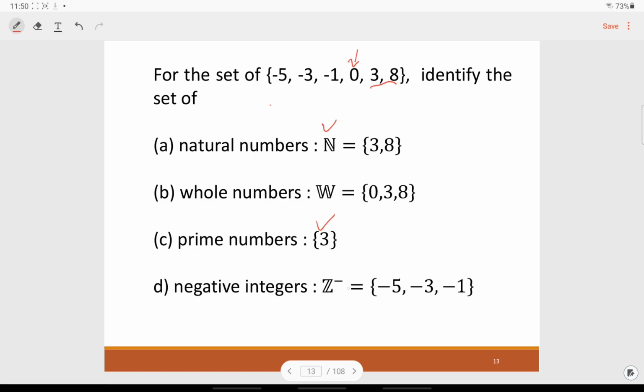Next is negative integers. Don't forget to put the negative sign. So we have negative 5, negative 3 and negative 1. Okay, how about if I ask you to list down all the non-negative integers? The answer is 0, 3 and 8. Okay, because 0 is also a non-negative integer.